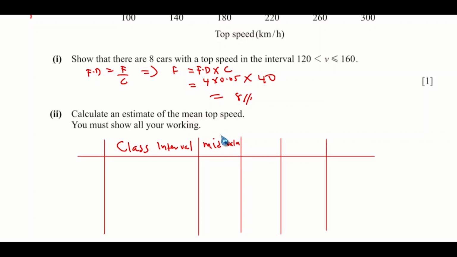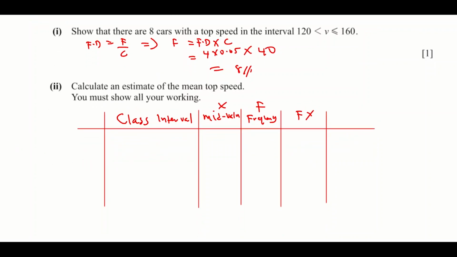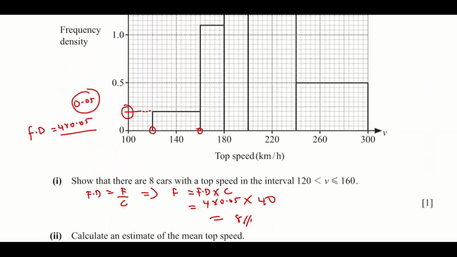So I can denote that by x. So I have the frequency, so that will be f. Then I have the product of f and x, which is what I need. Okay, so for the class interval, let's go to this.